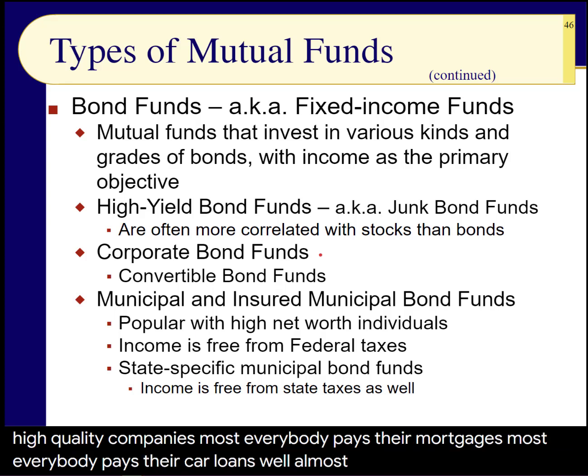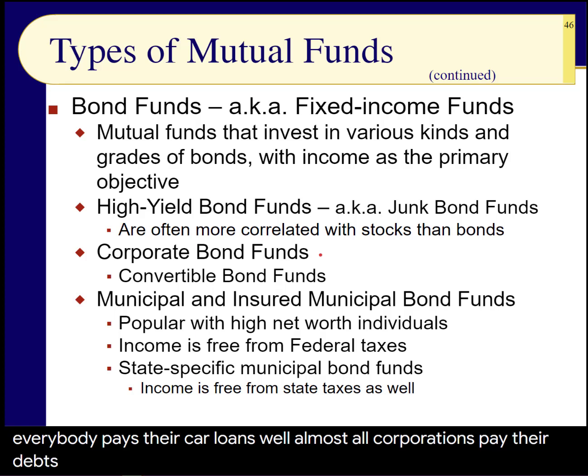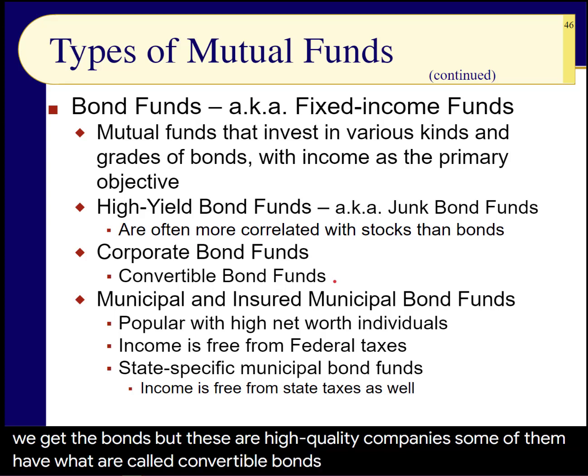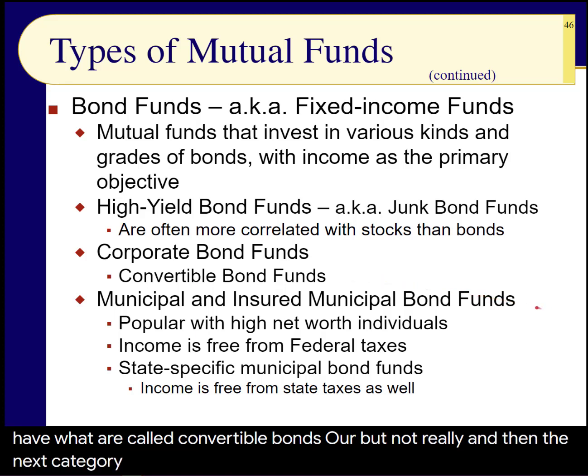Well, most all corporations pay their debts. We'll discuss the rating scale that bonds have when we get to bonds. But these are high quality companies. Some of them have what are called convertible bonds, which sound exciting, kind of like a convertible car, but not really. And then the next category are the municipal bonds, state and local governments.